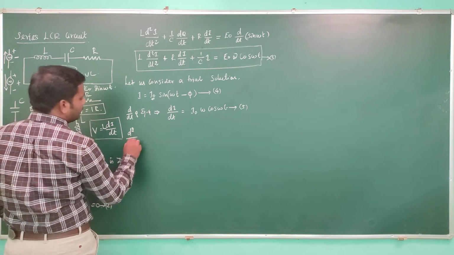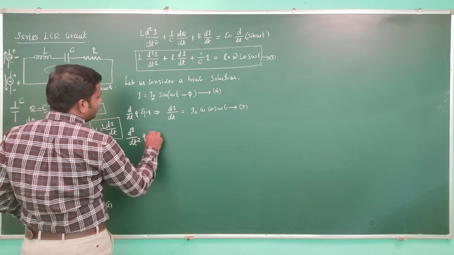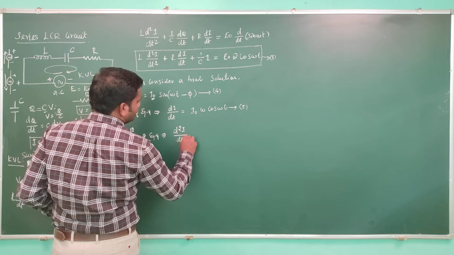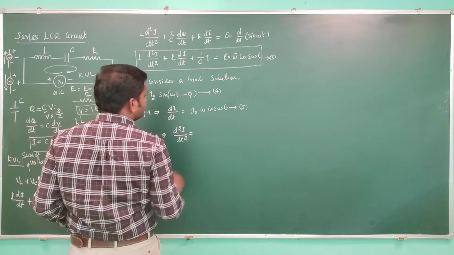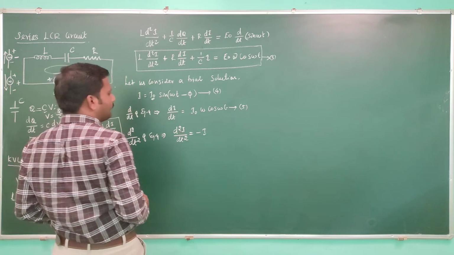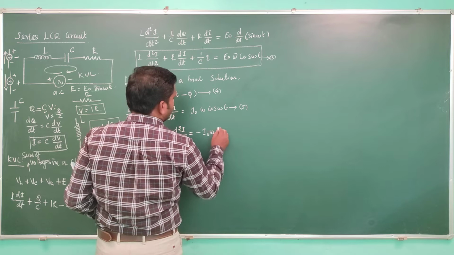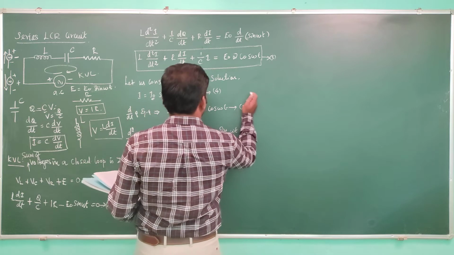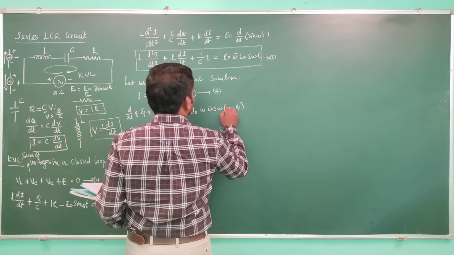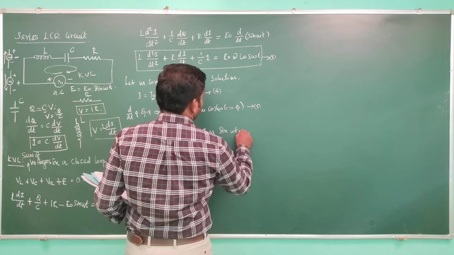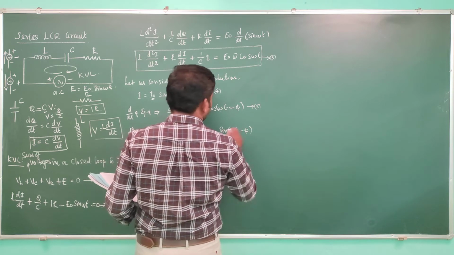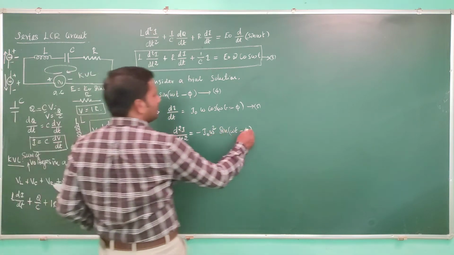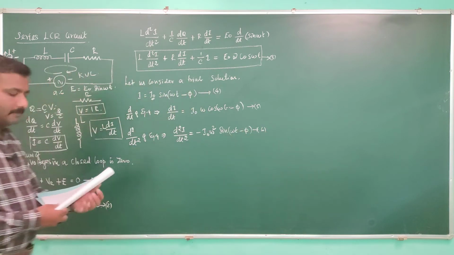Let's take the second derivative of equation 4, that gives d square I by dt square, which is nothing but, since the differentiation of cos is minus sin, minus I naught omega sin(omega t minus phi), and the differentiation of omega t minus phi gives another omega, so omega square. And this is equation number 6.